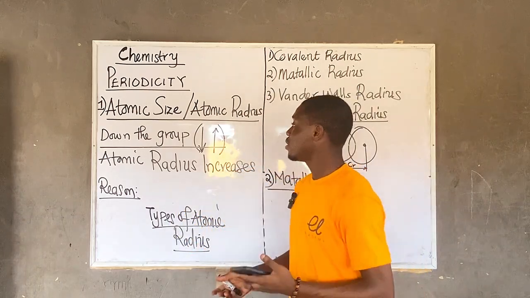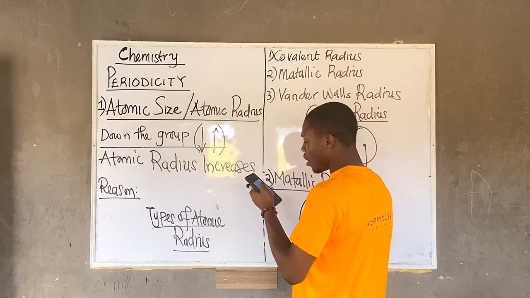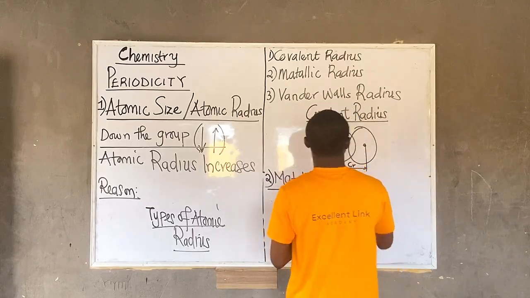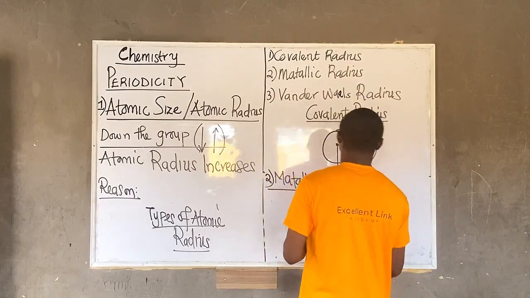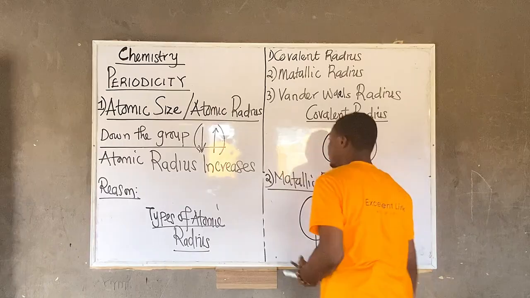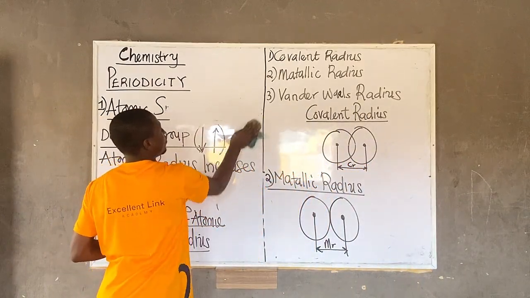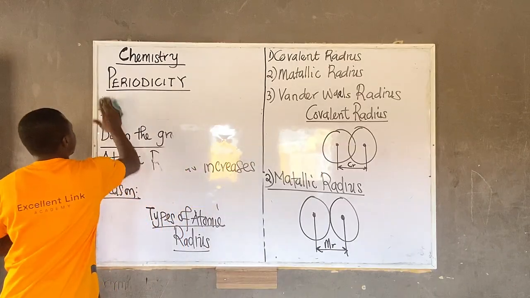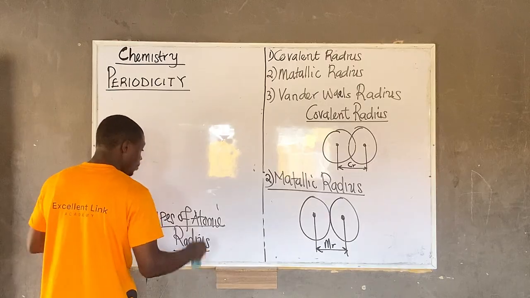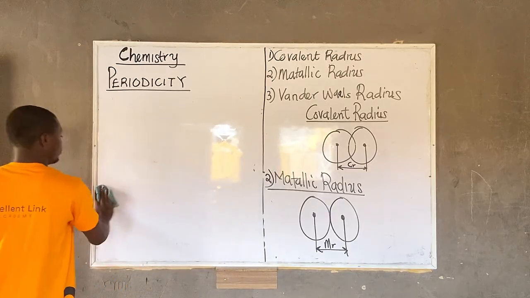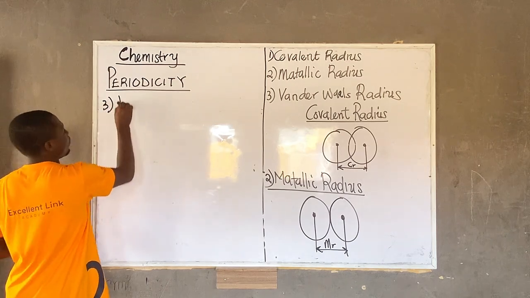Finally, let's look at the last one, called Van der Waals. Sorry, it's not wall. Van der Waals, sorry, mistake. Van der Waals radius. Number three, let's look at the Van der Waals radius, please.